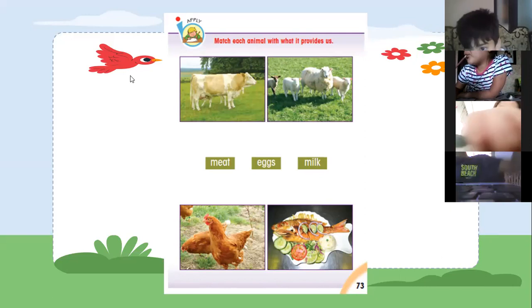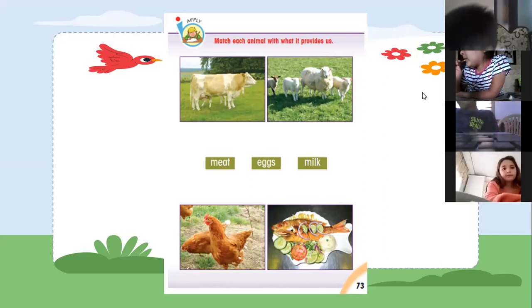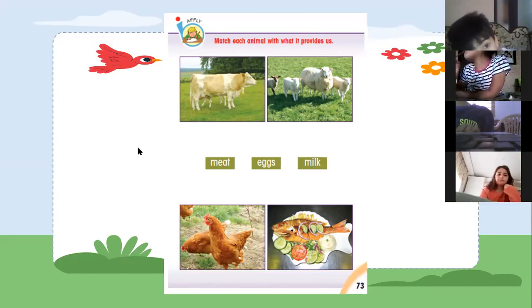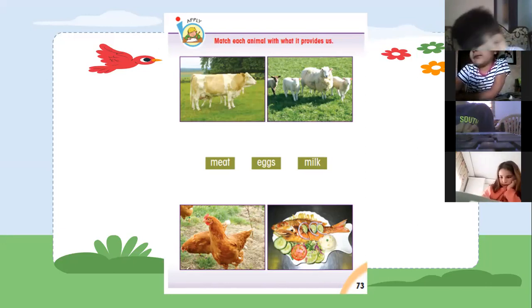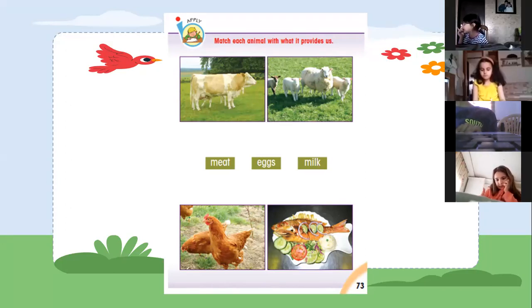Okay, go ahead. What does the mammal give us? Let's say cow or sheep or chicken. Egg and meat. Bravo, Ali Jaafar. Thank you.